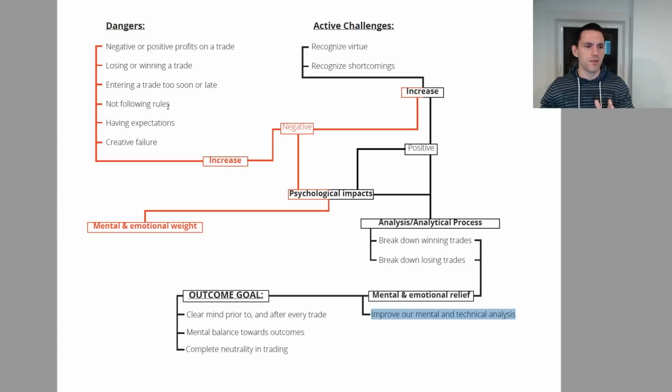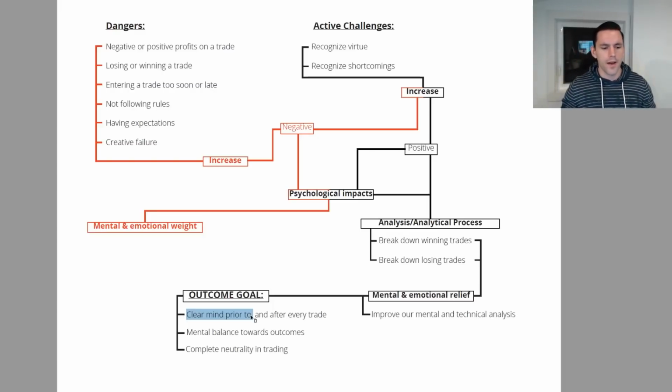If you stop here, if you just see the danger but you don't do anything to change it, if you don't actually train your mental awareness, and if you don't actually rewire your mental state, if you can't get down here, you won't have a clear mind after every trade. And if you don't have a clear mind after the last trade, you can never have a clear mind going into the next trade. So this is hand in hand, right? Improving our mental and technical analysis and getting that mental and emotional relief is the catalyst to having a clear mind prior to and after every trade. Because if you have a clear mind after the trade, you're going to have a clear mind prior to the next trade, right?